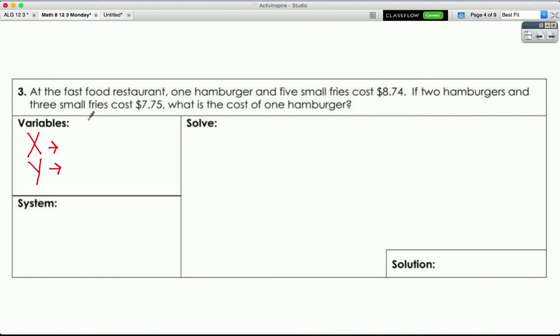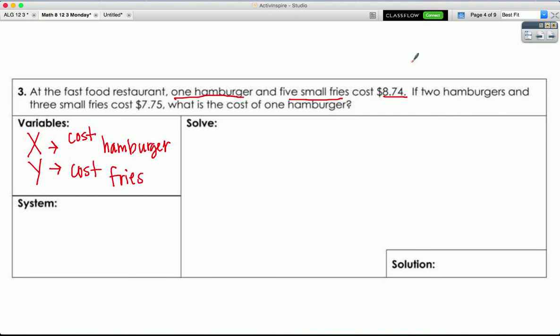So we could make x be the cost of a hamburger. And y would be the cost of fries. So the very first thing you need to do is determine what the variables represent, because then it helps you to be able to set up what your two equations should be. Okay, so at the fast food restaurant, 1 hamburger and 5 small fries cost $8.74.